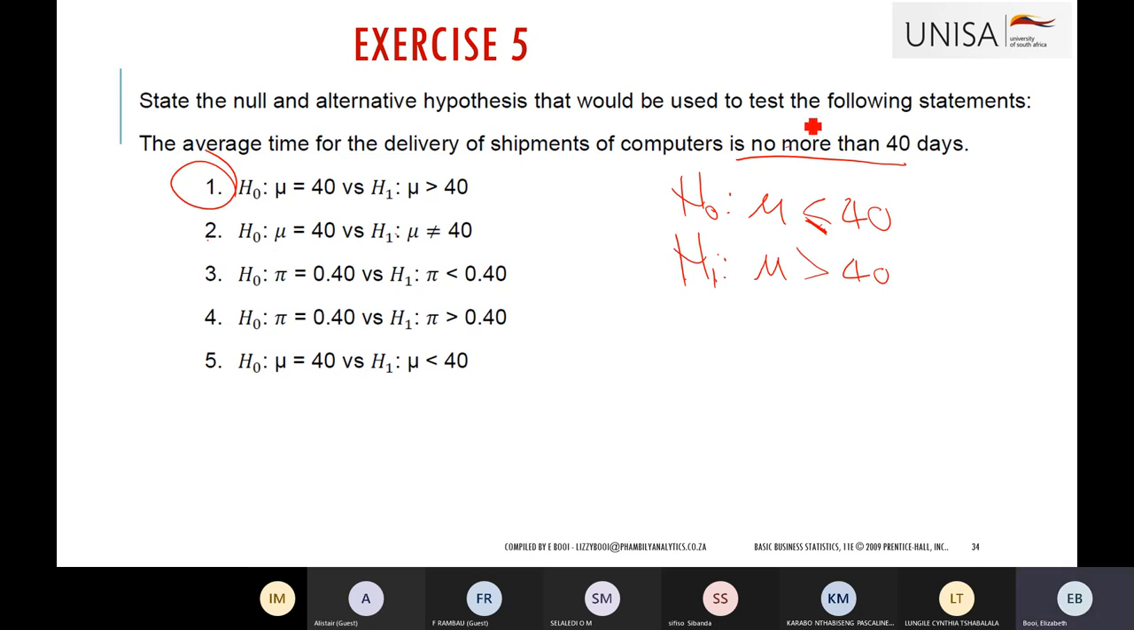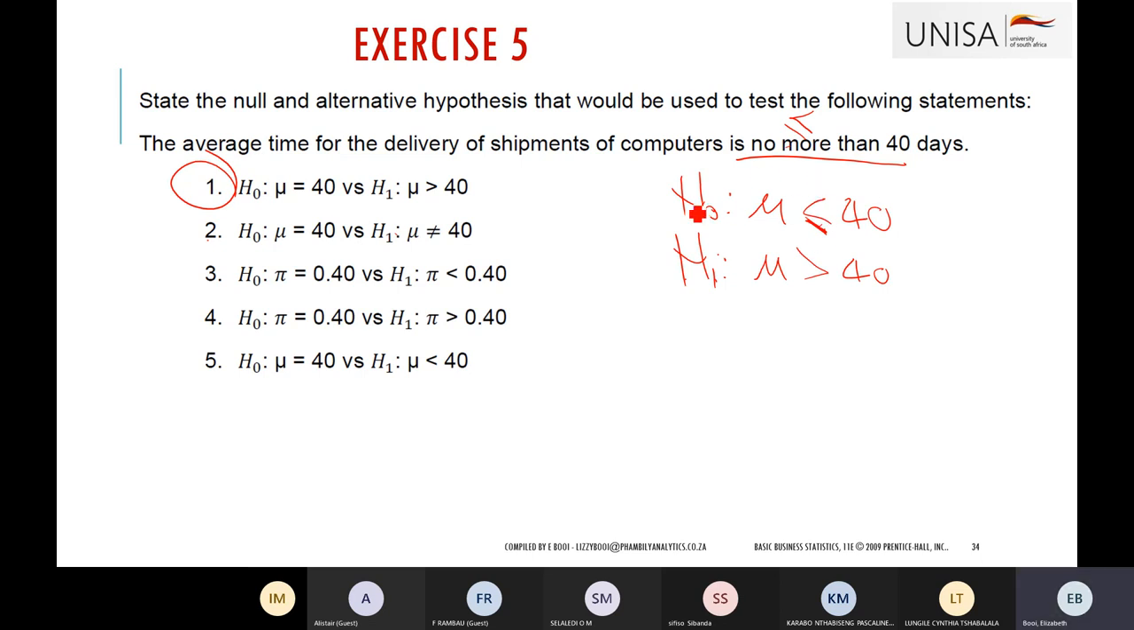So this is less than or equal, it can fit into the null hypothesis. The opposite of this statement, that's what the alternative is. And our opposite is greater than, which will go into your alternative.